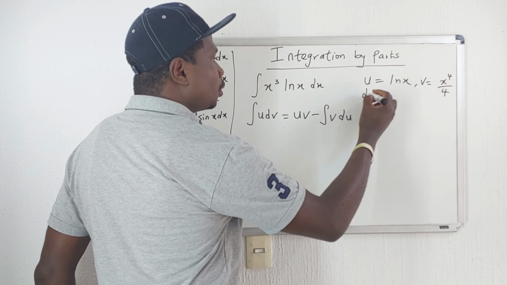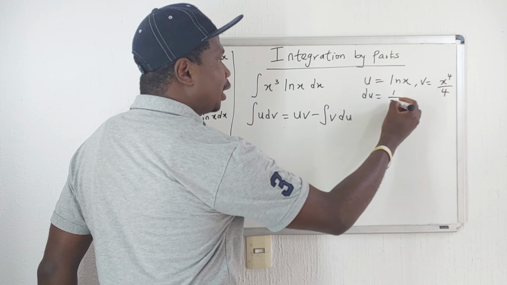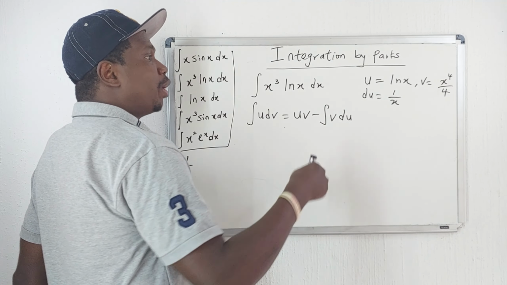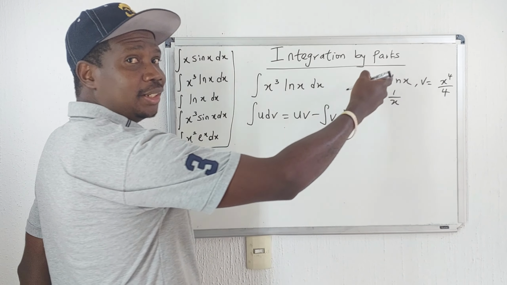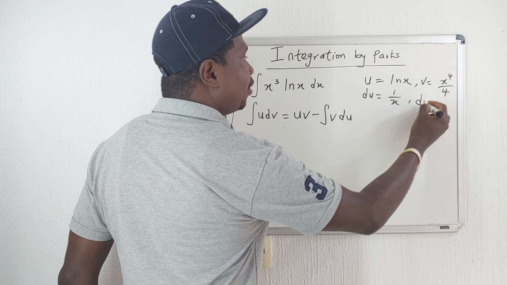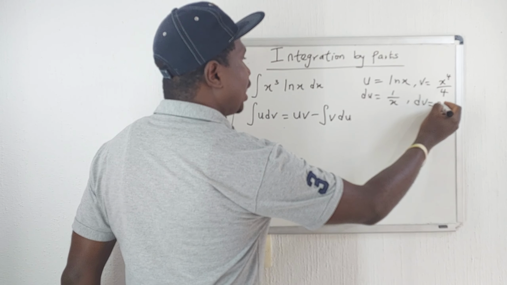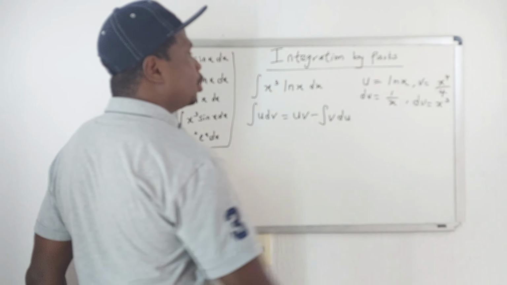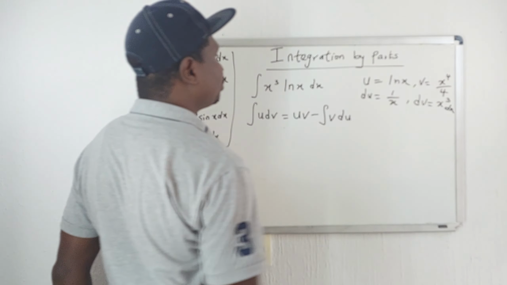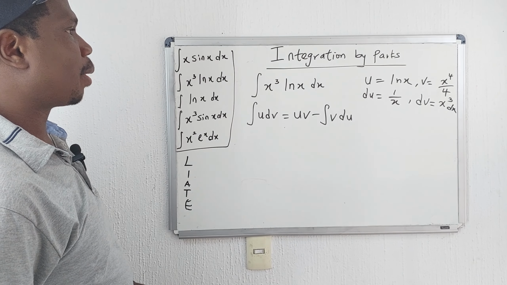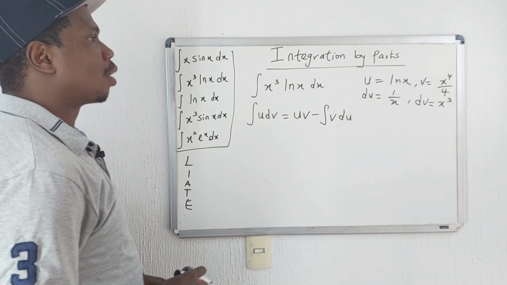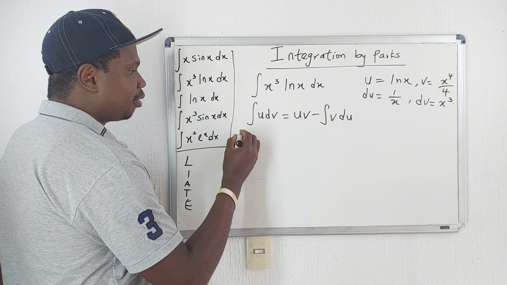So the u is what? 1 over x. When I differentiate ln x, I get 1 over x. When I integrate 1 over x, I get ln x. Then the v is what? x cubed dx. This cubed.